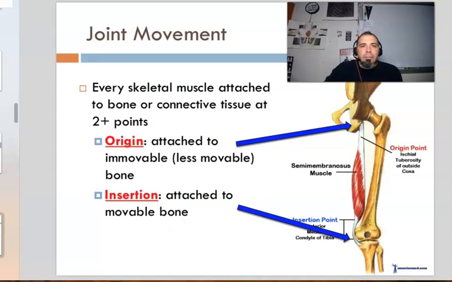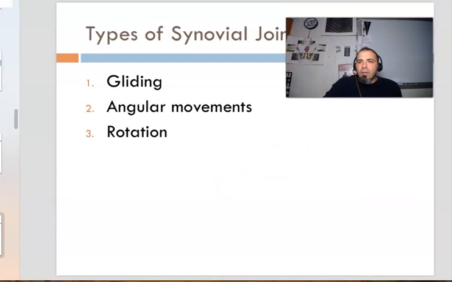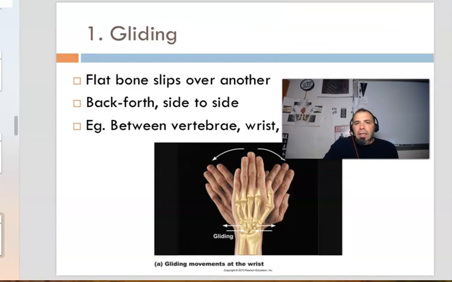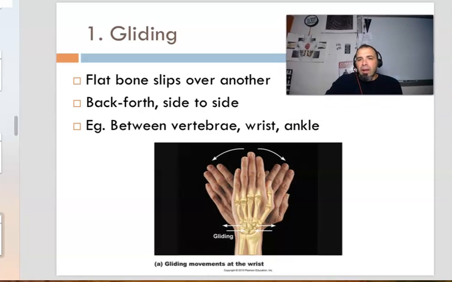So let's erase that. Click out of that. So, types of synovial movements. Again, the gliding, the key point there is at the wrist. Flat bones slip past one another back and forth between vertebrae, wrists, and ankles. And these are your gliding, which would be your plane.